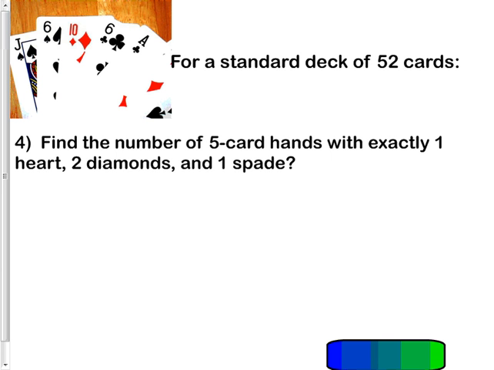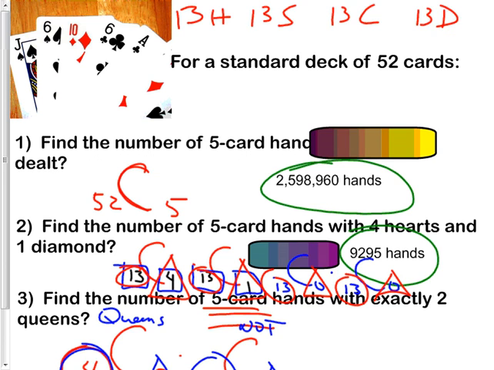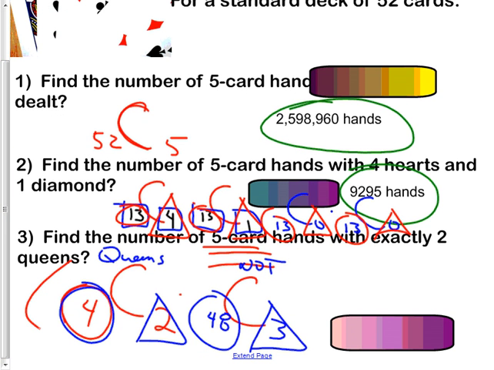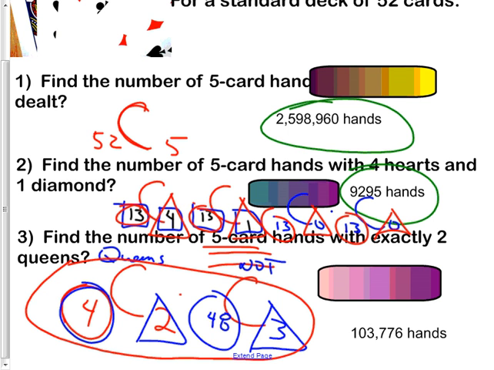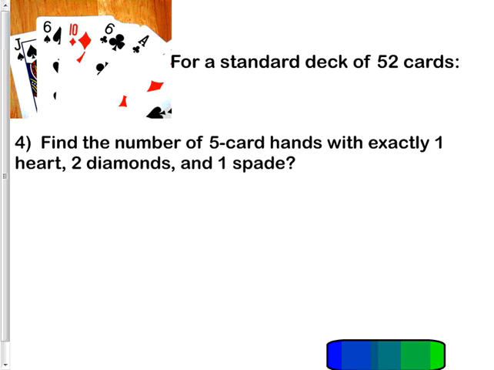Okay, wait a minute. You wanted the answer for the other one? The answer for this one was this right here. If you want to know what number that is, when you do 4 choose 2 and 48 choose 3 and multiply them, you get 103,000. All right, good. Moving on. Try this one.